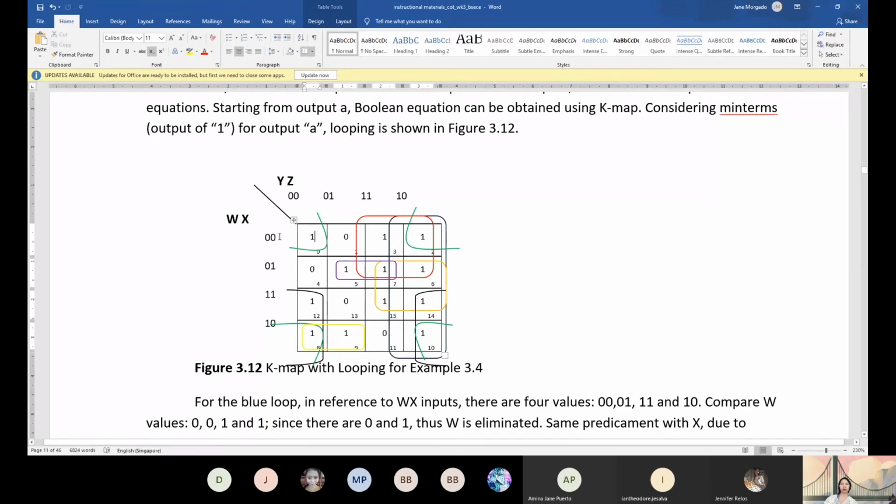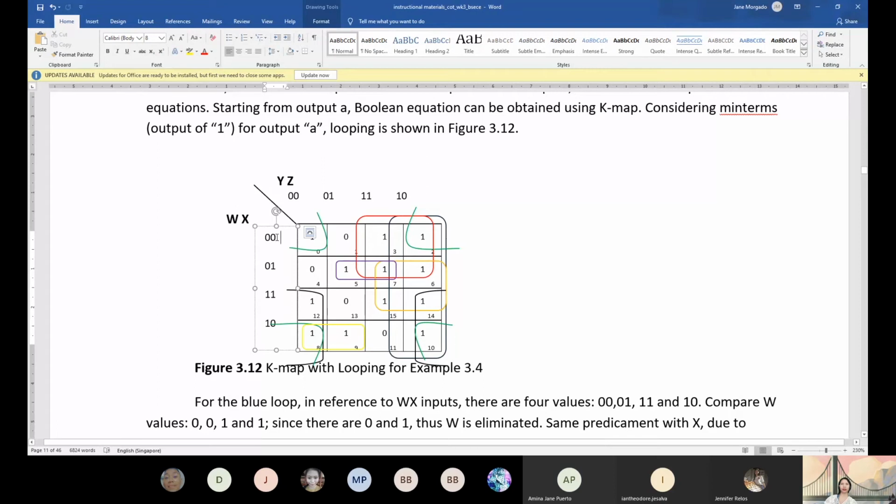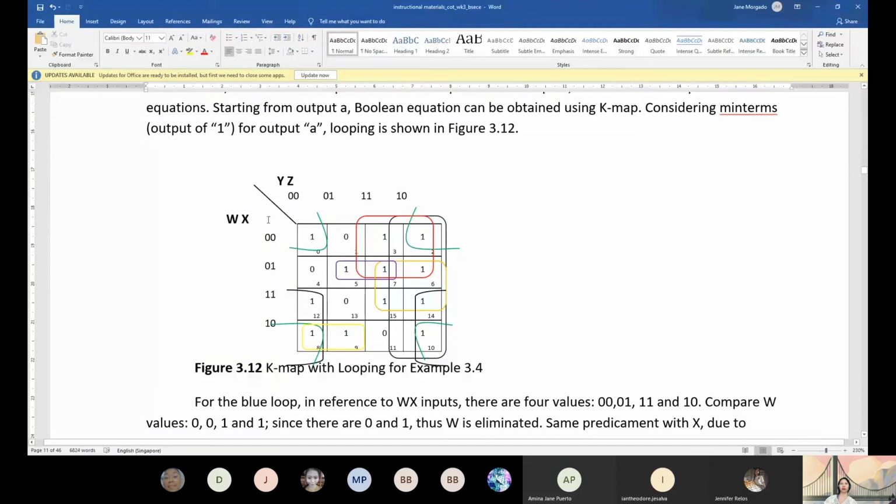This is the first bit, X. The second bit is W. Then compare W to W, 0, 1. What will happen to W? Eliminated. And what about X? 0, X prime. Thank you. Very good. And then for the YZ plane, let's take a look.